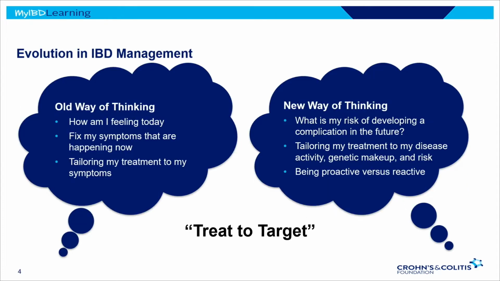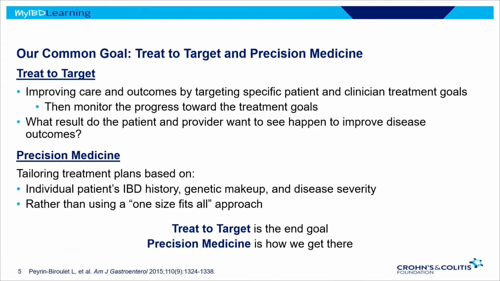So in the past, we used to think the main issues we want to be concerned about are: how am I feeling today? Fix my symptoms, what is happening now, tailoring my treatment to my symptoms, so sort of current and focused. Now we're moving into something called treat-to-target approach, which is a new way of thinking. So what is my risk of developing complications in the future? Tailoring my treatment to my disease activity, genetic makeup and risk, and being proactive versus reactive.